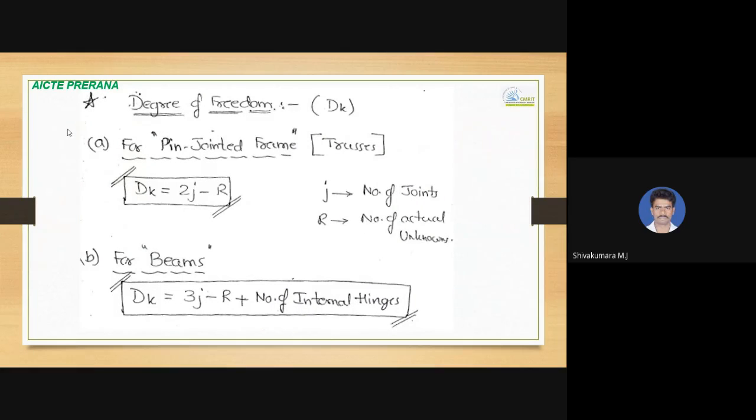Next one, to come for a degree of freedom, which is nothing but a degree of kinematic indeterminacy. And you need to remember these two formulas for just a minute.